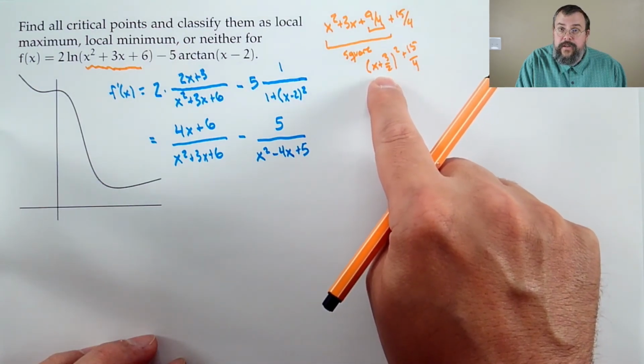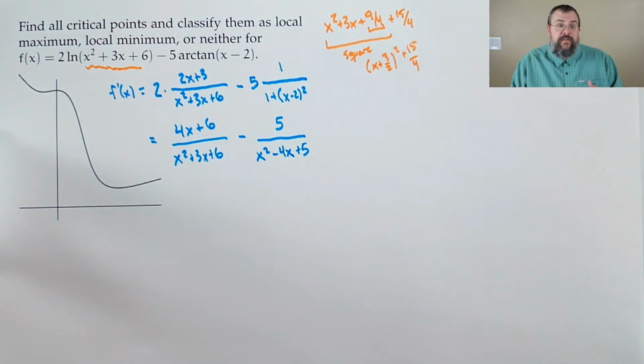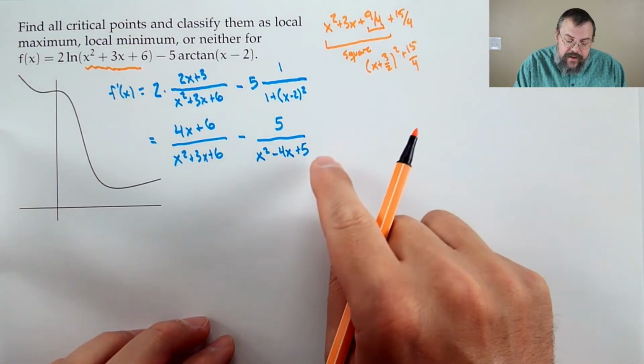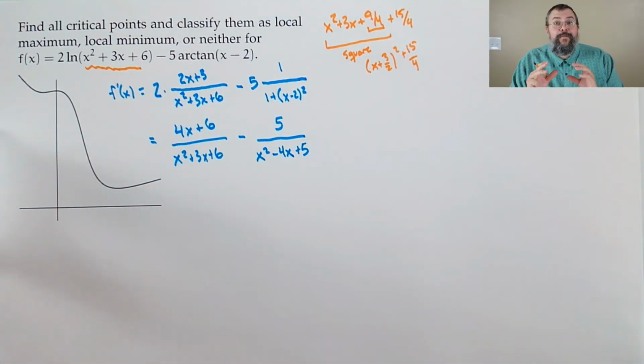It's a square, which is greater than or equal to 0, plus something which is positive. Okay, so we know this is defined for all values, which means if I'm looking for critical points, I need to figure out where is my derivative equal to 0. Now, you might say, hey, let's just set things equal to 0 and solve, but we also are going to have to go through and explore the function. So we're not just going to set this equal to 0 and solve. We're going to clean this up, which means brace yourself.